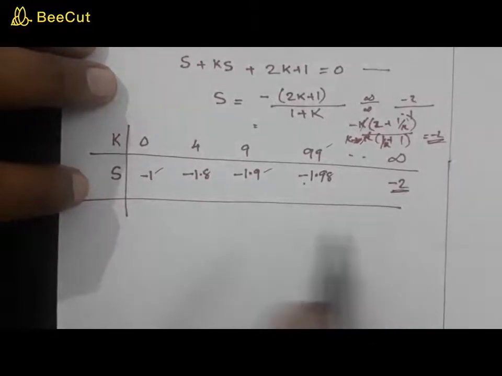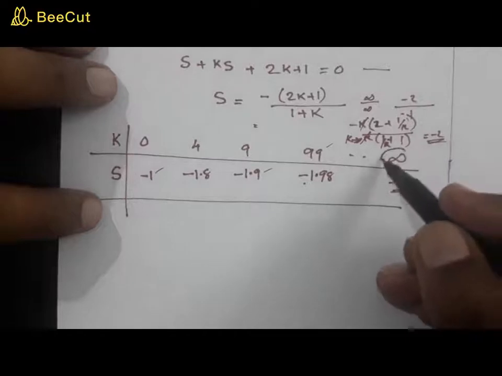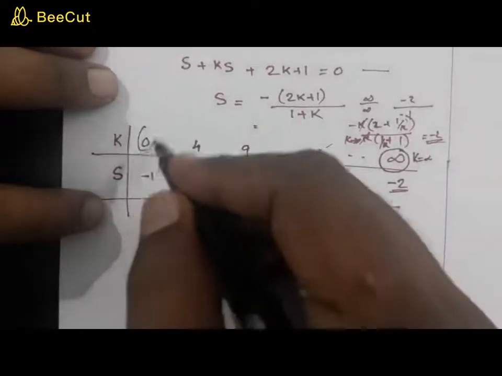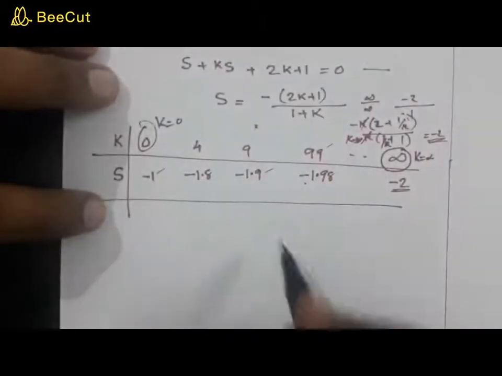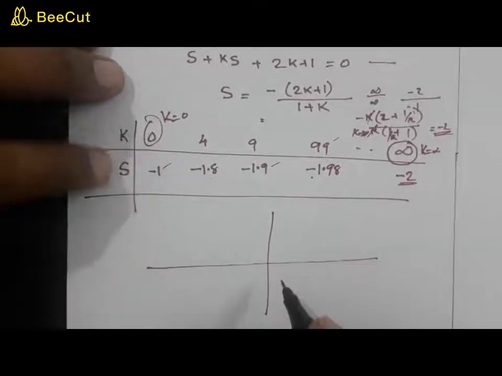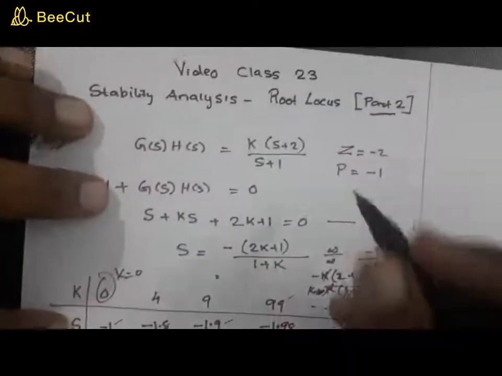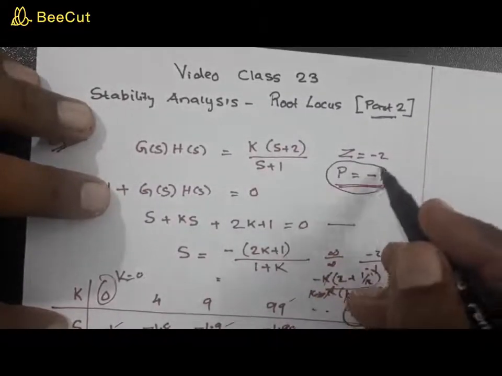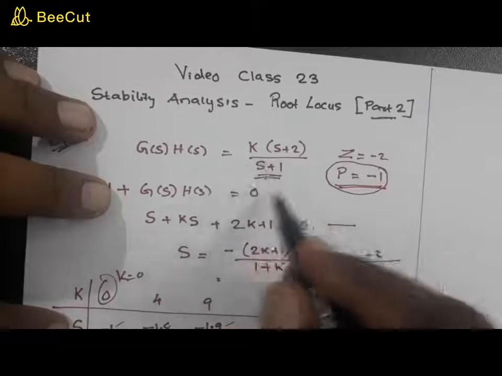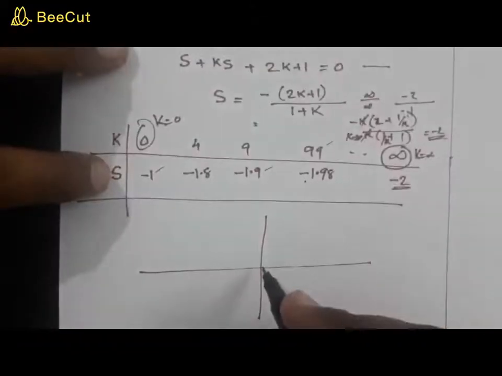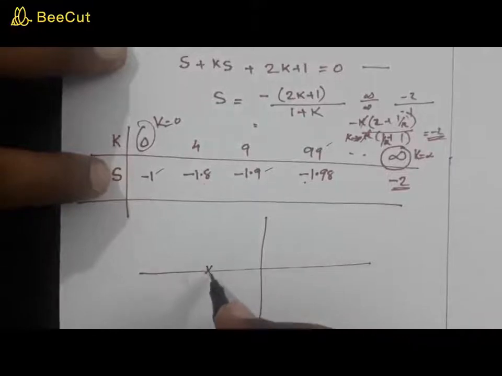Okay, so the terminating point is k is equal to infinity. The starting point is k is equal to 0. So now look at this. This is an interesting thing. At k is equal to 0, s is equal to minus 1. What is s is equal to minus 1? It turns out to be, as always, the location of the open loop poles. So this is at minus 1.